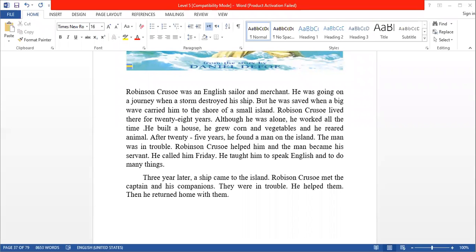Three years later, a ship came to the island. Robinson Crusoe met the captain and his companions. They were in trouble. He helped them. Then he returned home with them.